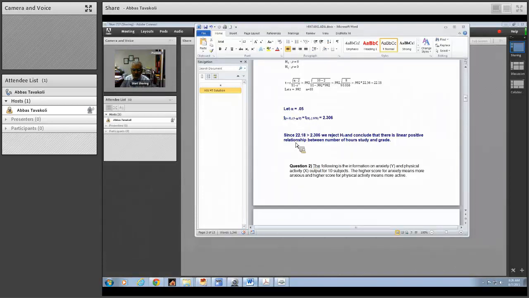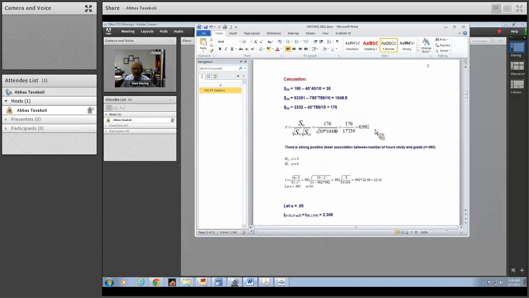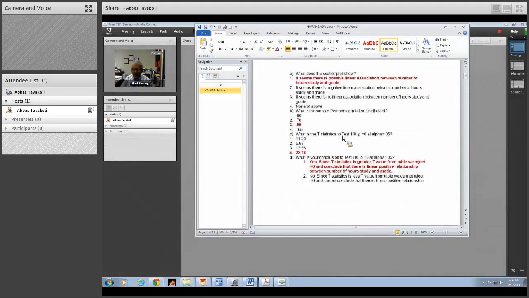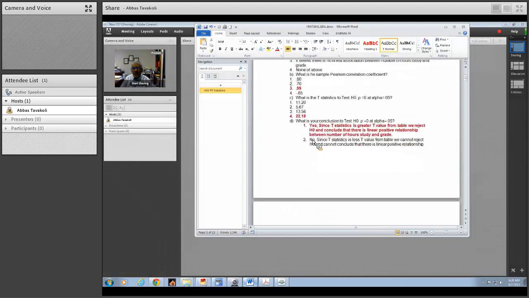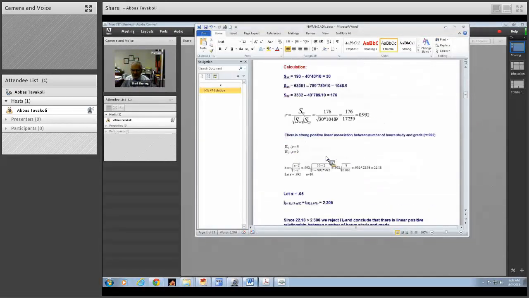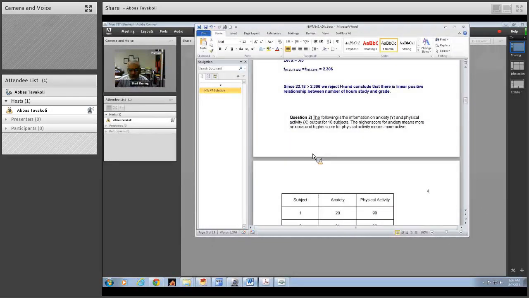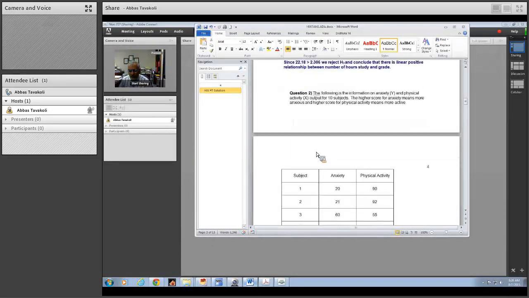And if you do the hypothesis testing, 22.18 is greater than 2.306, so we reject the null and conclude there is a linear positive relationship between number of hours of study and grade. So the correct answer for part C was 22.18. What is your conclusion? The correct answer is yes, we reject the null and conclude there is a positive linear relationship. Problem 2, we have physical activity and anxiety.